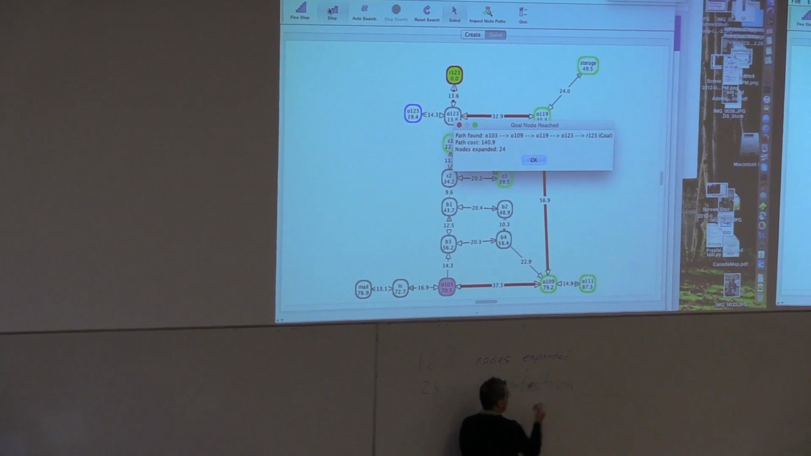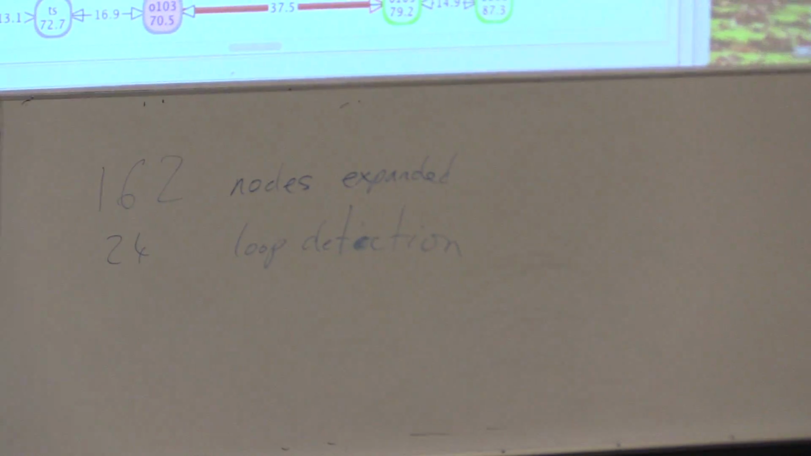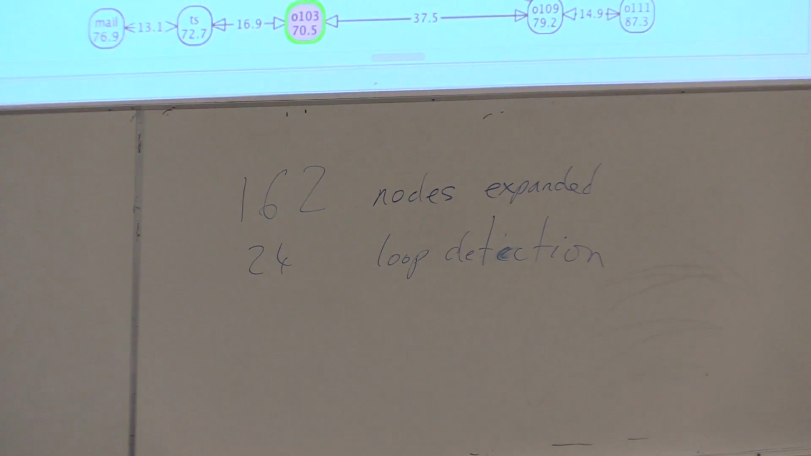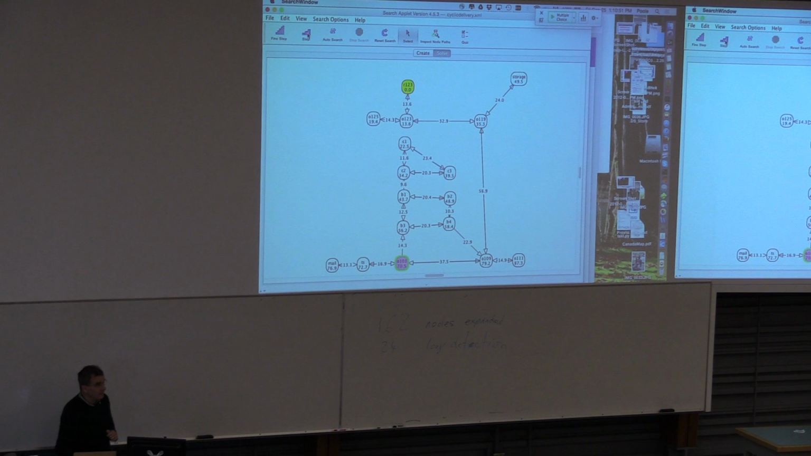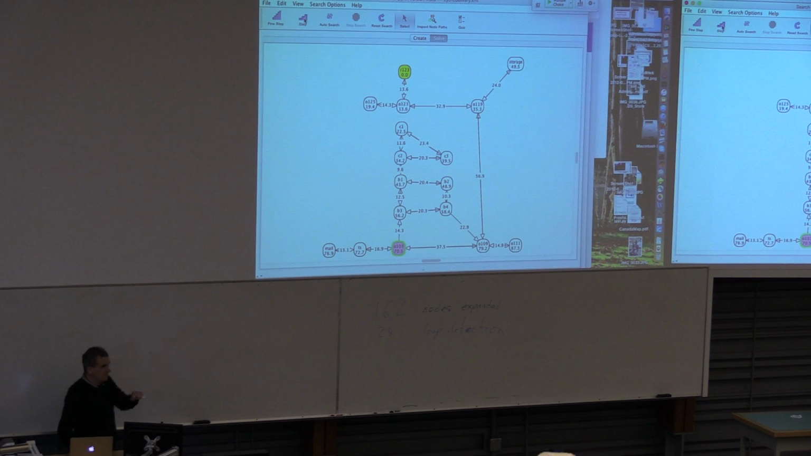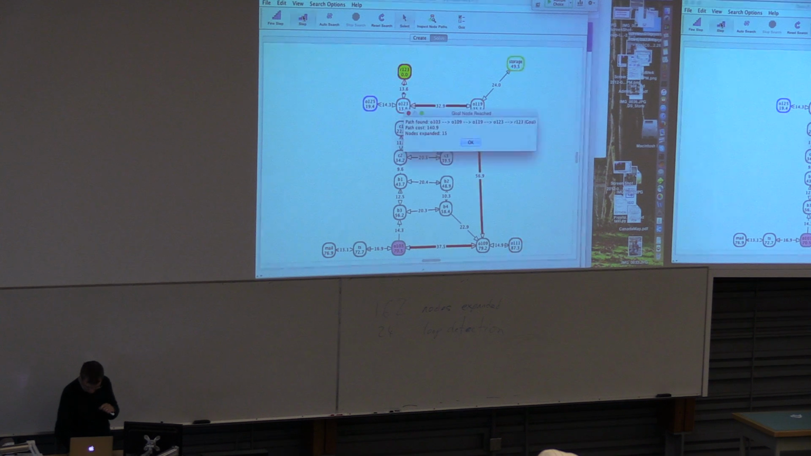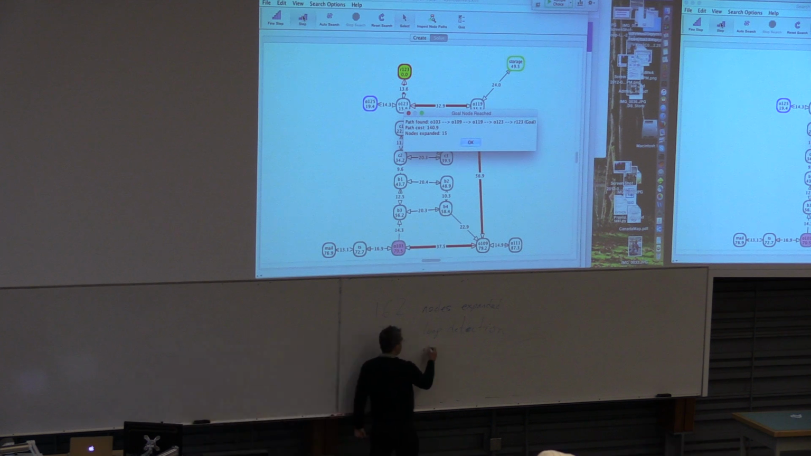And what happens if I turn on multiple path pruning instead? Reset this. What's going to happen? Is it going to be the same, more or less than loop detection? Let's try it. Right, it only has 15 with multiple path pruning. Okay.